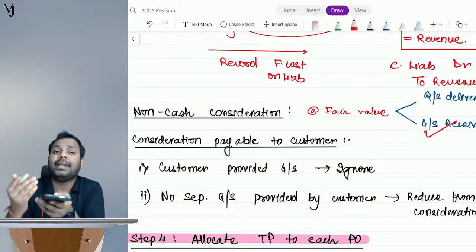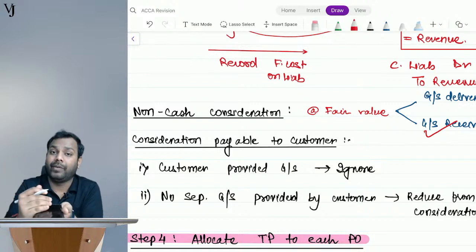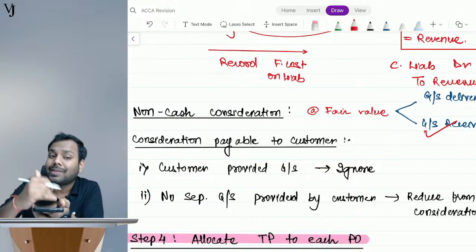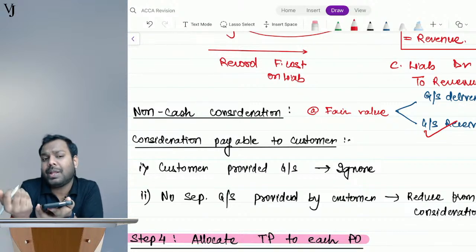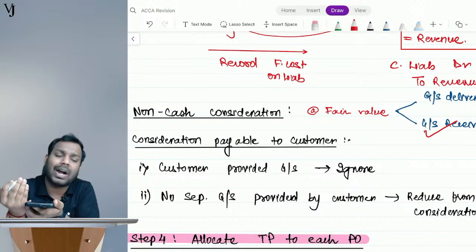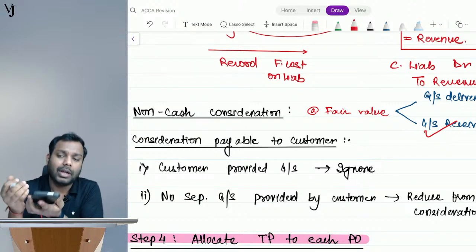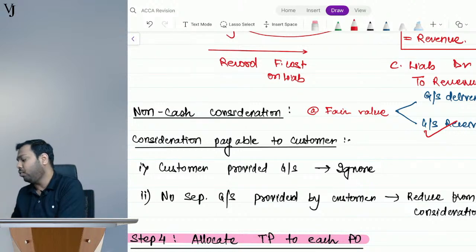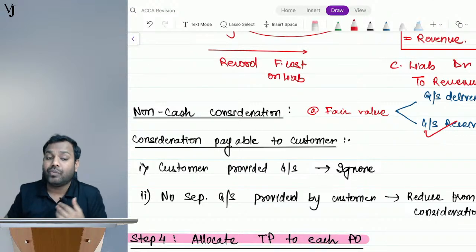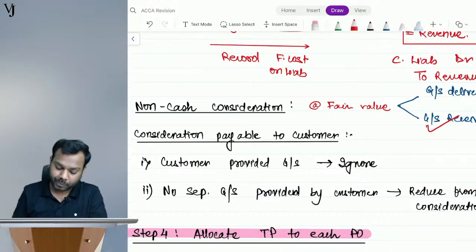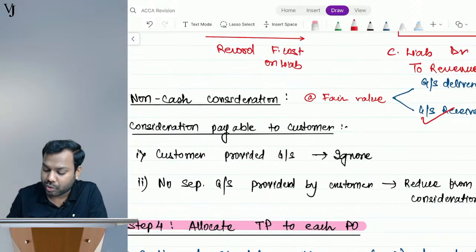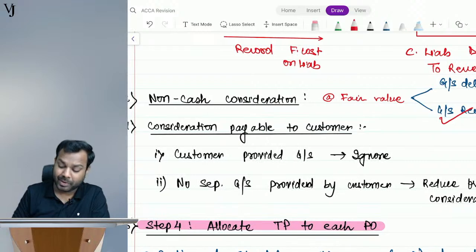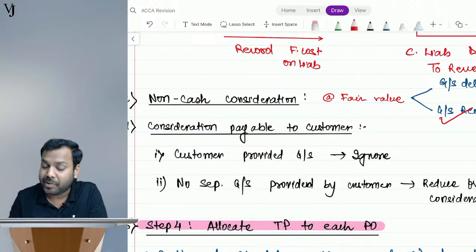So basically I record at what I received, not at the selling price of this product. Whatever I receive, because it might be the case that from different customers I will charge different prices, right? So I always recognize the revenue at the price which I receive from the customer. So it's the fair value of goods or services received, not the fair value of goods or services delivered. Please keep this in mind. Generally a student tends to make a mistake in this one, so don't make this mistake, please.